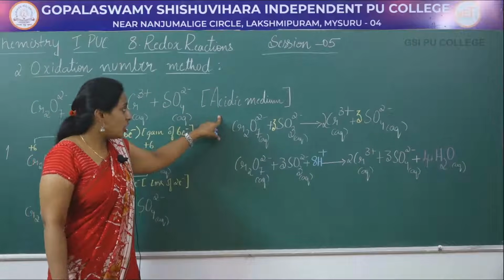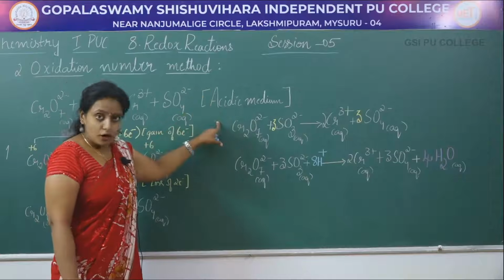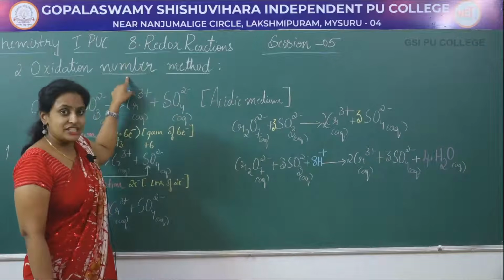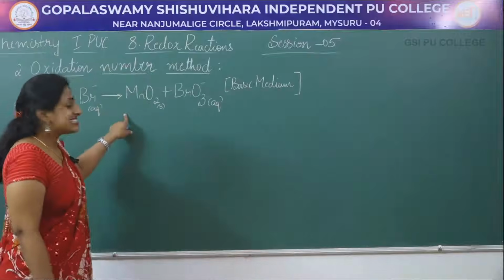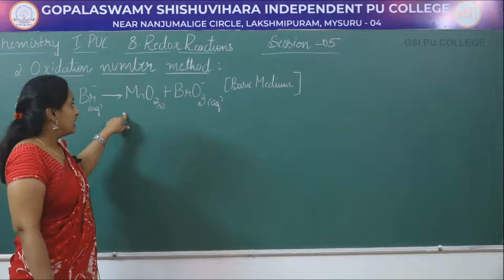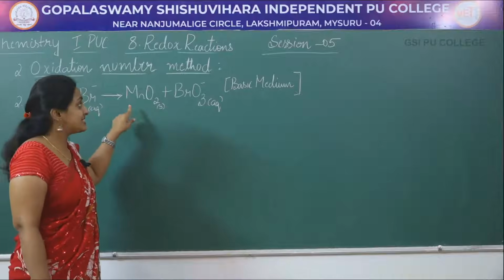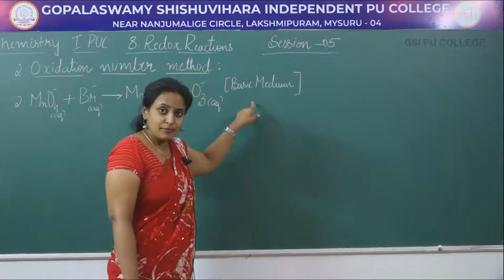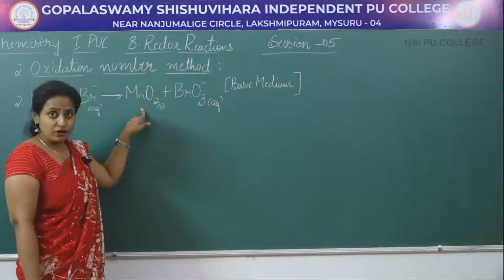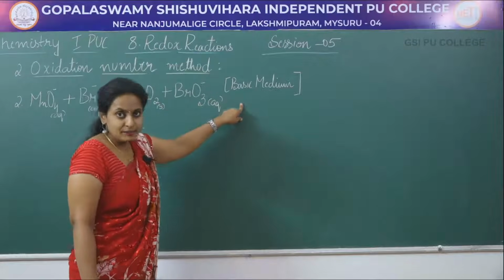Now we shall move on to balancing the redox reaction in basic medium by the same oxidation number method. Now let us consider the second example. In this example, the redox reaction is taking place in a basic medium. We should balance this unbalanced redox reaction in a basic medium.